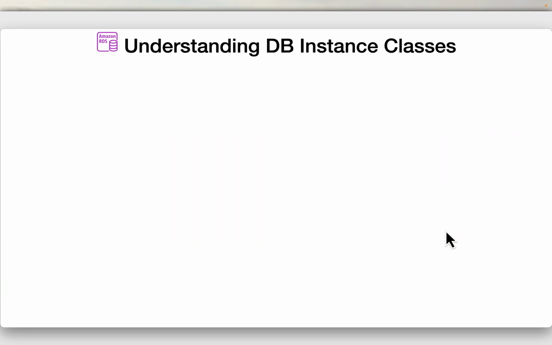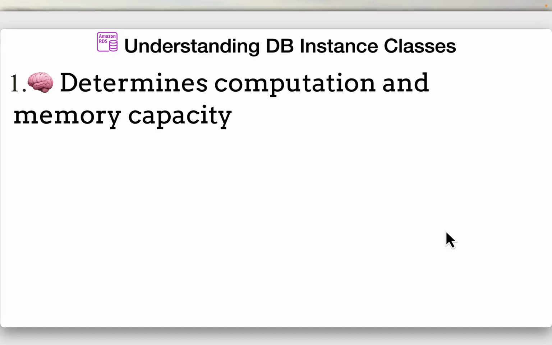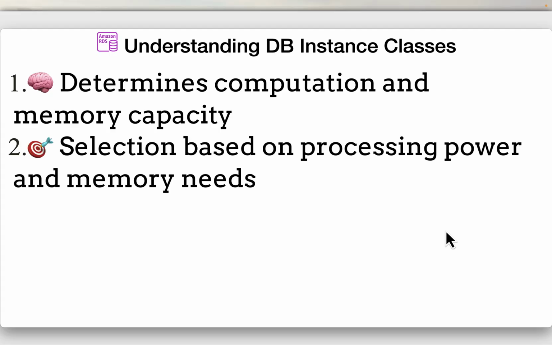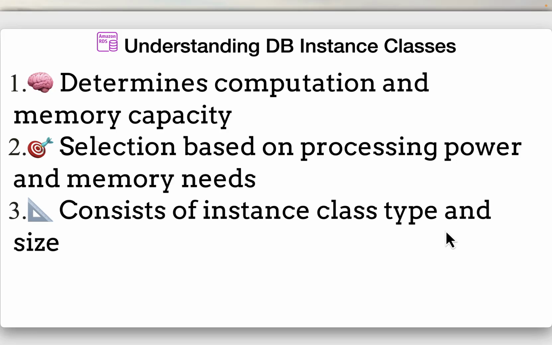Okay, now understanding DB instance classes. There are classes for a DB instance when you create one, which determine computation and memory capacity. The DB instance class determines the computation and memory capacity of an Amazon RDS DB instance, which directly impacts the performance. Selection is based on processing power and memory needs. Choosing the appropriate DB instance depends on your specific processing power and memory requirements for your workload. It consists of instance class type and size.